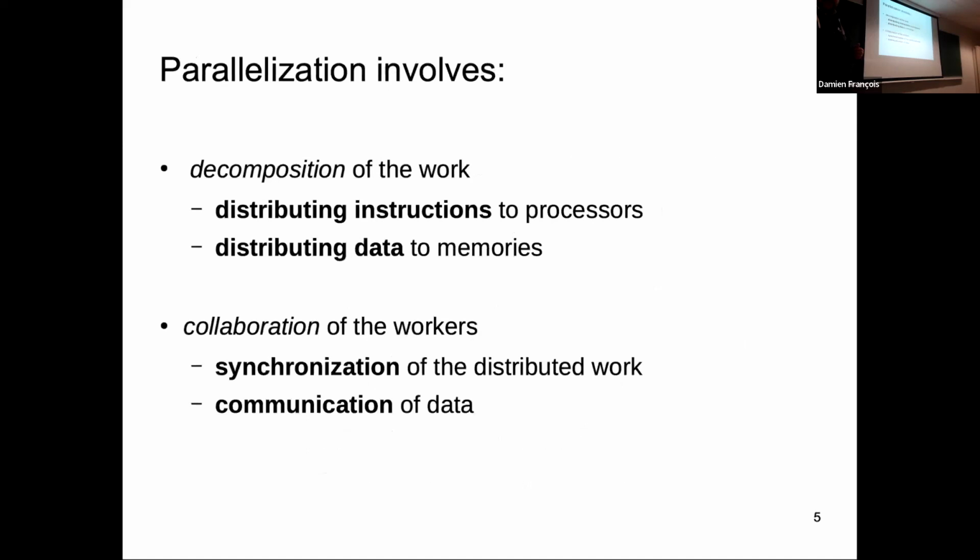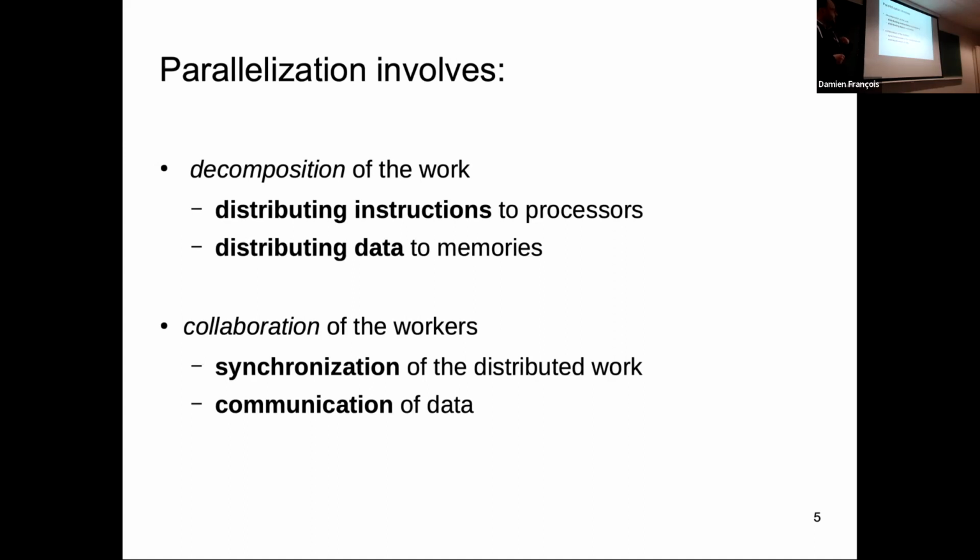Whenever we need to parallelize, there are two things that we need to consider. The first one is a decomposition of the work. So some amount of work has to be done, and it has to be chopped, split into multiple pieces. And that involves distributing the instructions to the processors, so to the workers, and also distributing data to the memories.